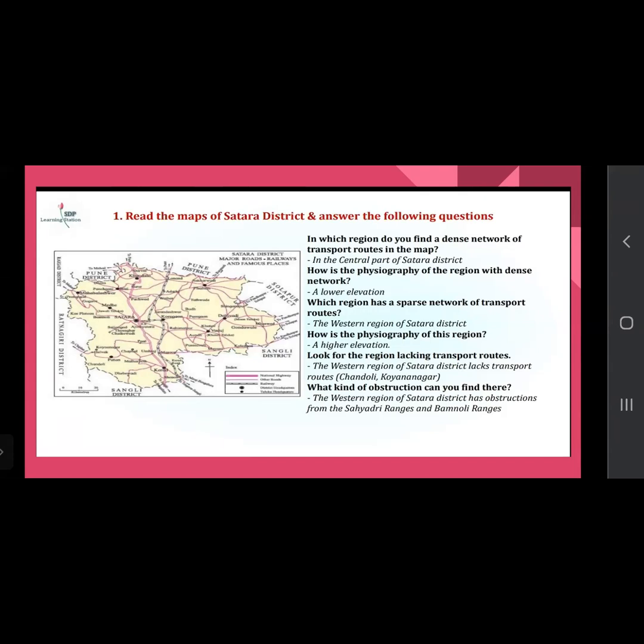What kind of obstructions can you find there? The western region of Satara district has obstructions from the Sahyadri ranges and Bhamnoli ranges. So you can see the Sahyadri mountains and the Bhamnoli mountains.